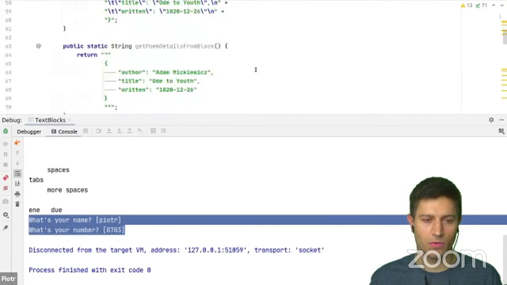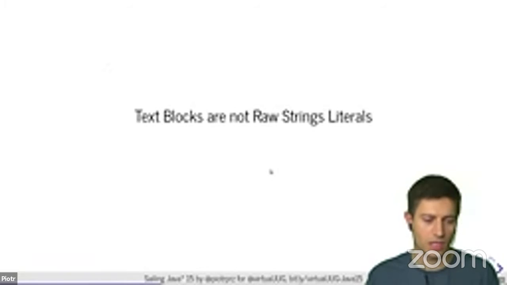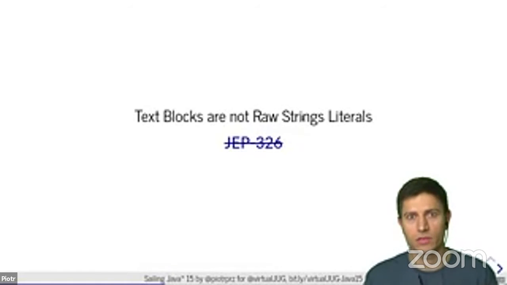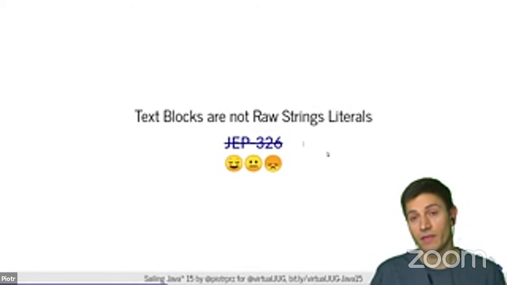Okay, yeah. So these are simply strings only, without the need for explicit white spaces, and they escape the same way, and so does the concatenation work, and so on. And as I told you, they are not raw string literals, which got unmerged from Java 12. If it's good, if it's bad, I don't know.